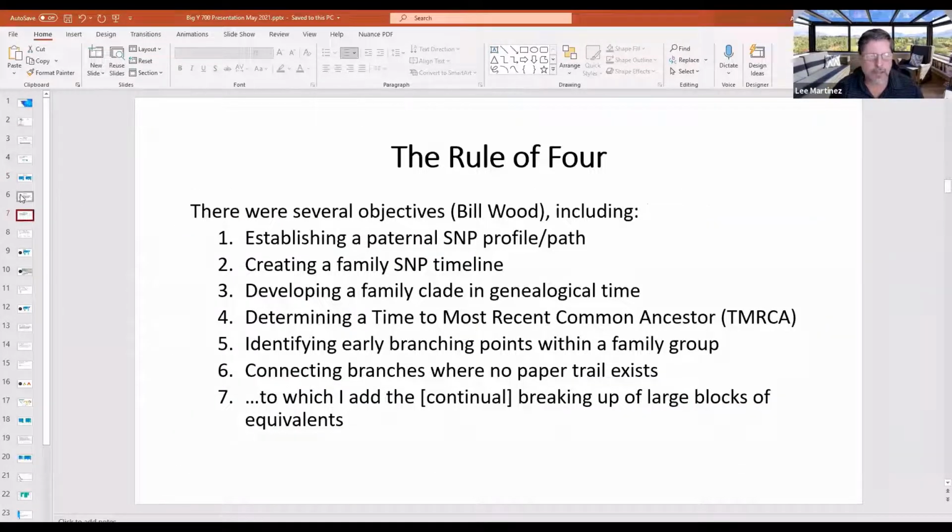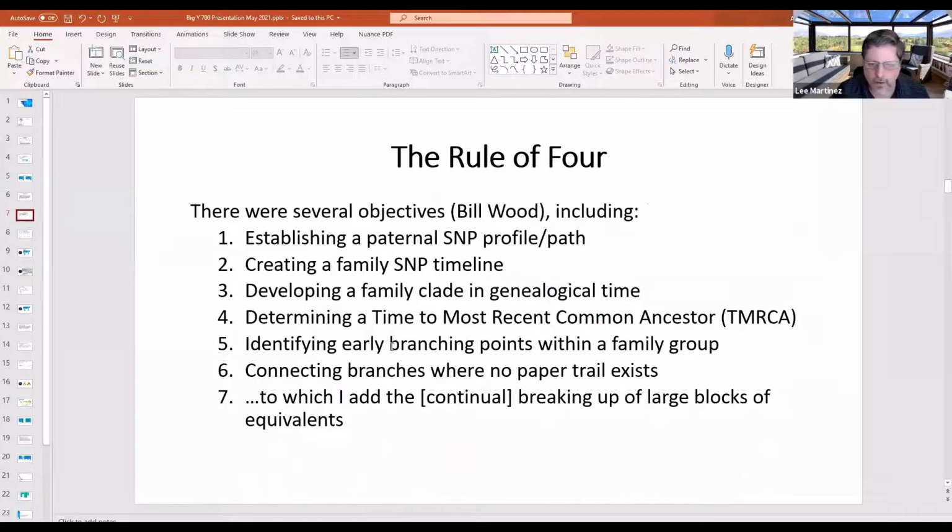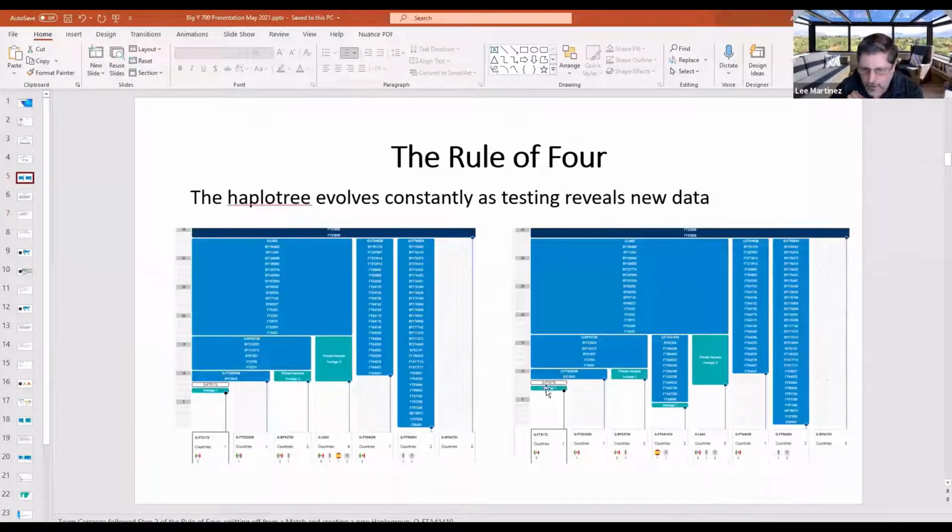Identifying time to most recent ancestor of all of these folks. I know the name of this person, who's the most recent common ancestor of my family clade, and this other family clade, and then I have my third great grandfather here, who's the most recent. So I actually have 1, 2, 3 times the most recent common ancestor, depending on what group I'm talking about, right? Objectives here. Identifying early branching points within a family group. So again, this is a branching point. This is a branching point. This is a branching point. This is a branching point.